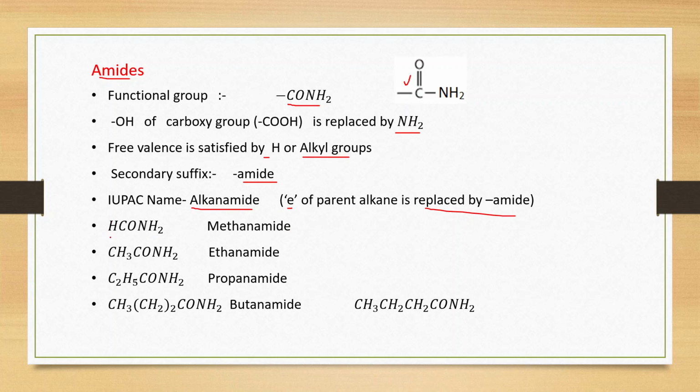See example, HCONH2. This CONH2 is the functional group, and this carbon is also counted. So this is methanamide. CH3CONH2 is ethanamide. C2H5CONH2, total 3 carbon atoms including this CO. That's why this is propanamide. This is CH3CH2CH2CONH2, total 4 carbon atoms. That's why this is butanamide.